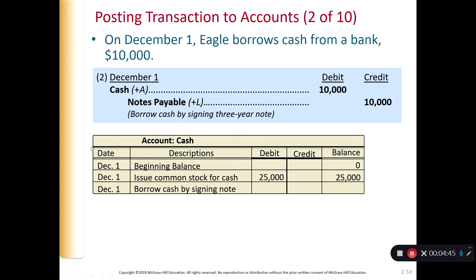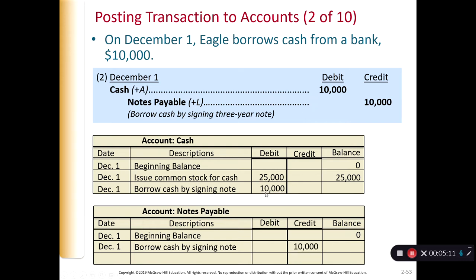The cash journal transaction is going to be posted into the cash general ledger. It's a continuous process for cash. It does not start new. Right after the issue of common stock, another transaction happened to cash: borrowing cash by signing a note. So you put the $10,000 on the debit side. And you put $10,000 on the credit side of a new general ledger titled notes payable, with a beginning balance of zero. Then you add it up, and you find that the new balance of cash is $35,000 and the new balance of notes payable is $10,000.